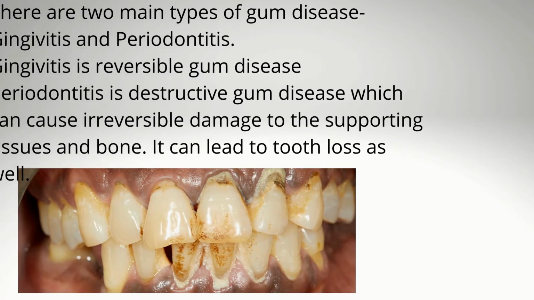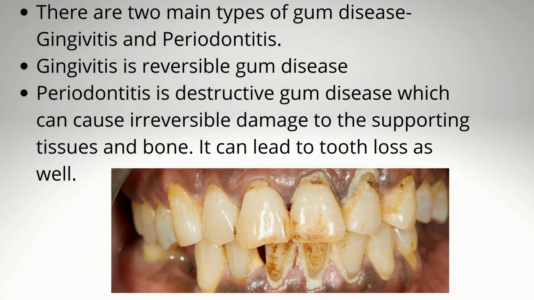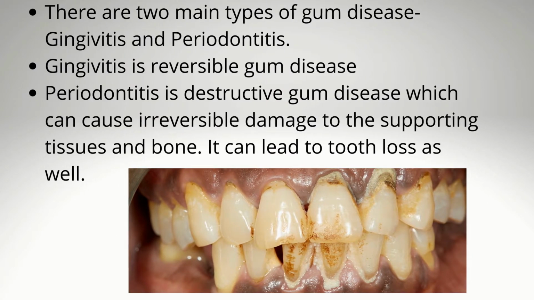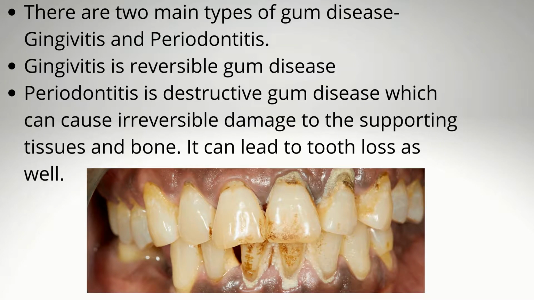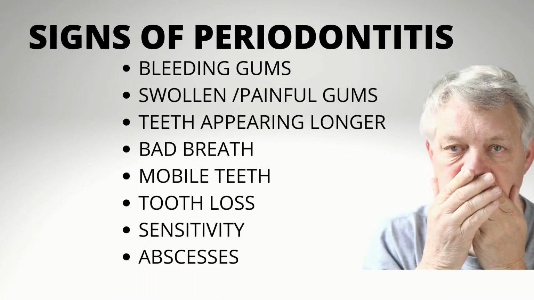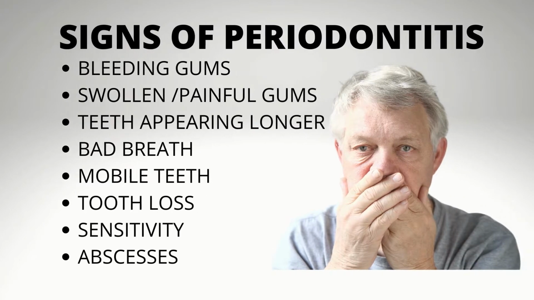There are two main types of gum disease. One is gingivitis and the other one is periodontitis. Gingivitis is a milder form which is reversible. Periodontitis is much more destructive and causes irreversible damage to the supporting tissues and the bone. So this can also lead to tooth loss as well. Let's look at the different signs of periodontitis.